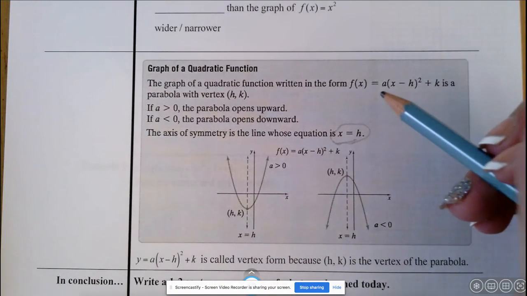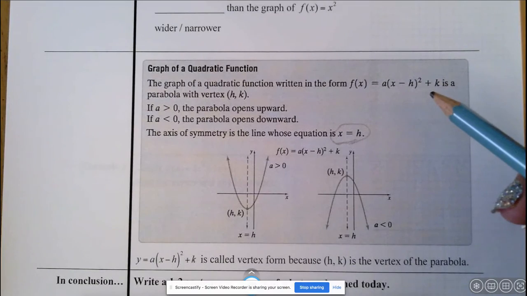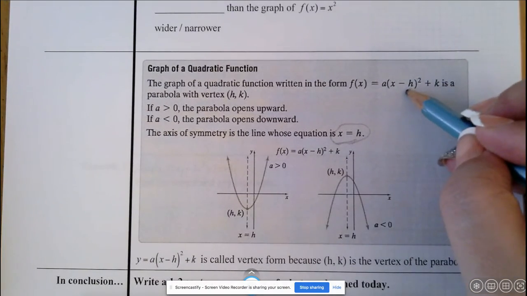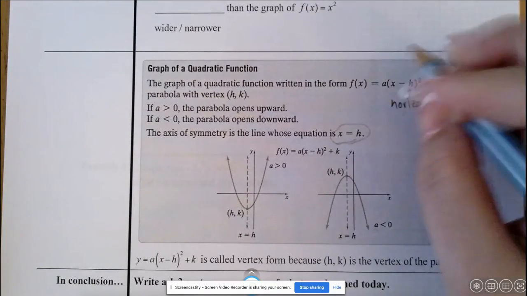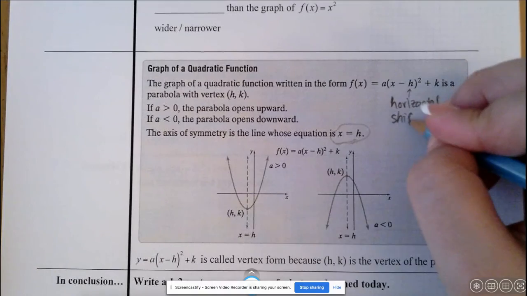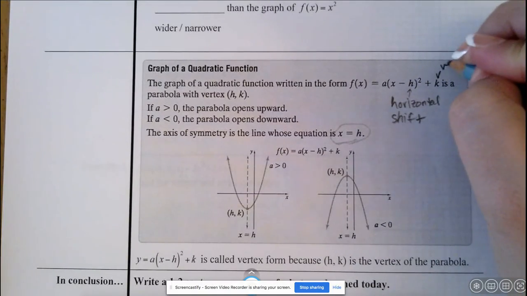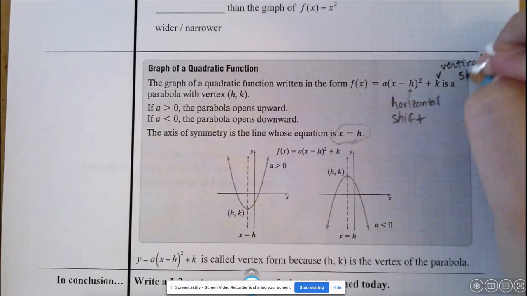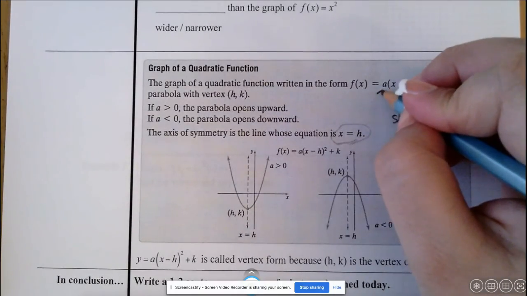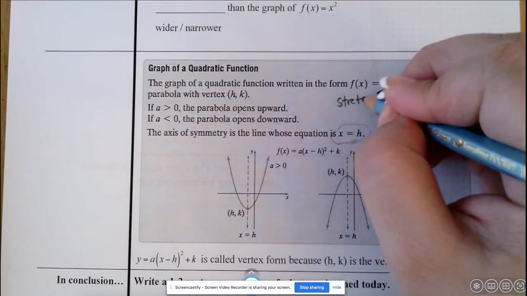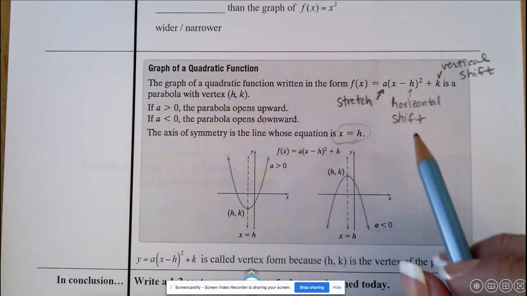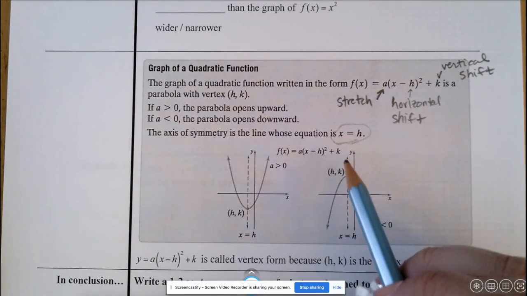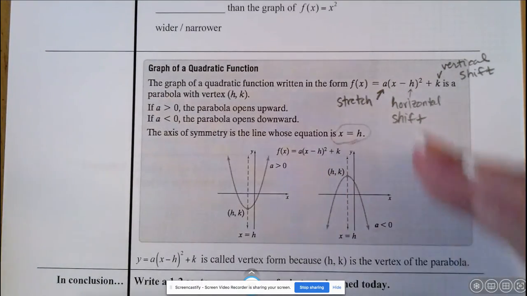So we use this general form for the graph of a quadratic equation. H is going to be described as our horizontal movement or shift. K is described as our vertical movement or shift. A is going to be our stretch. Okay, and then our axis of symmetry always goes directly through the vertex, and that is through the line x equals h. So this is kind of summary of all of the things that we graphed.